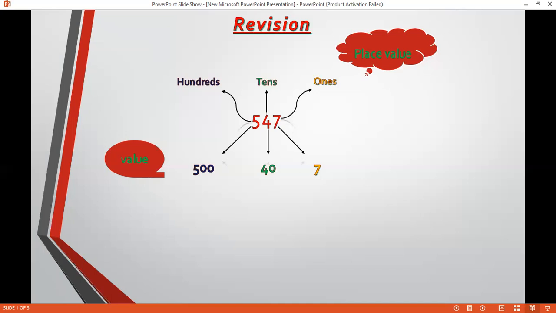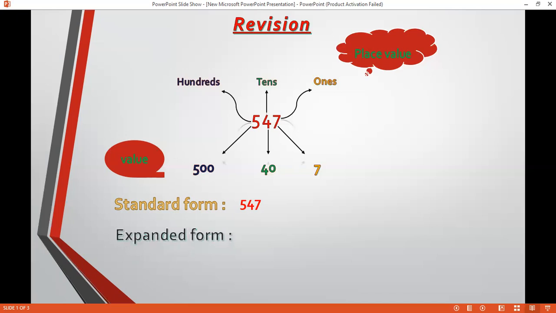Okay, what's the next thing we have? Standard form. When I'm talking about standard form, you just told me the actual number that you wrote. What's the meaning of actual number? The number that you have. We have 547. So the standard form will be 547, the actual number that you write or read.